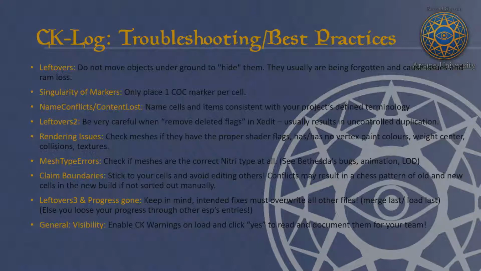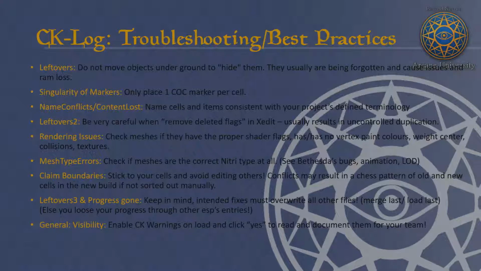I mentioned the claim boundaries, and also always keep in mind, if you do fixes, like if you have fixed these things in Creation Kit, for instance, and you want to merge now, keep the load order in mind. Of course, you have to merge your fixes last, else they are completely lost again, and you have to start again.